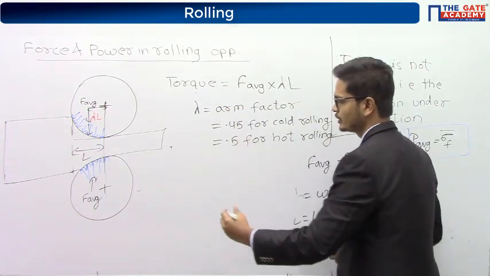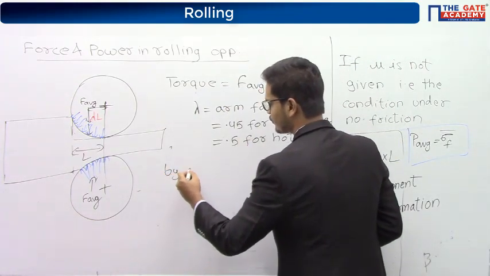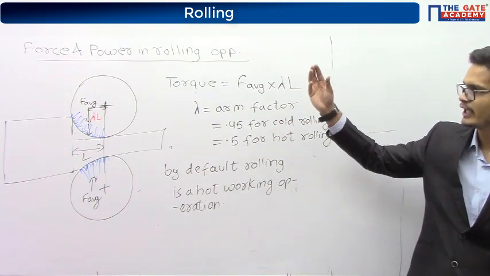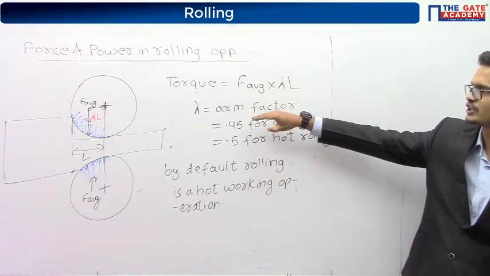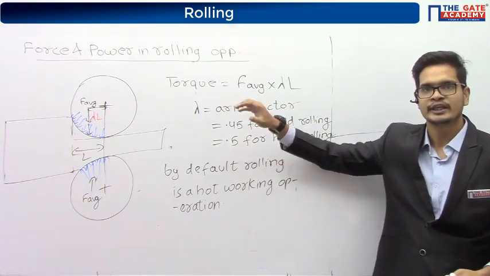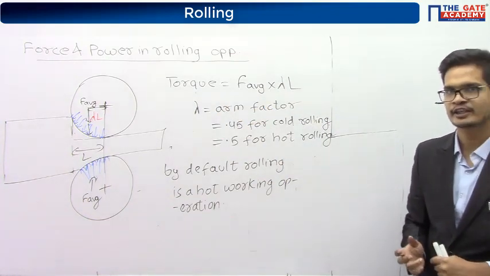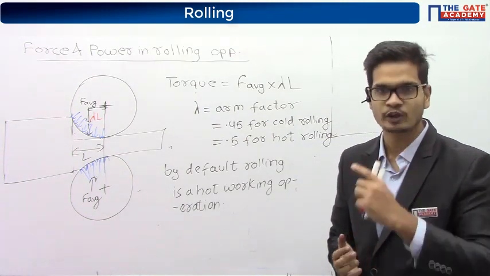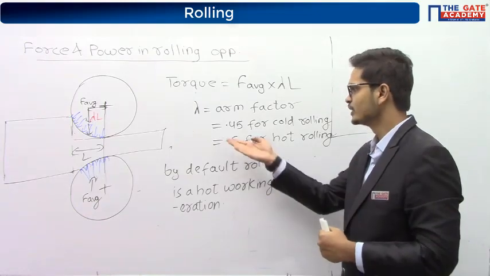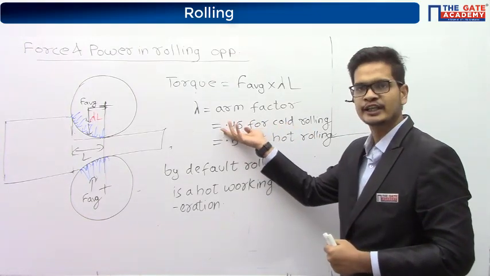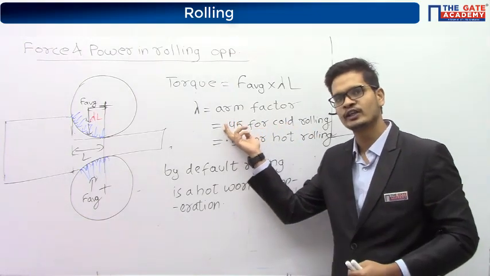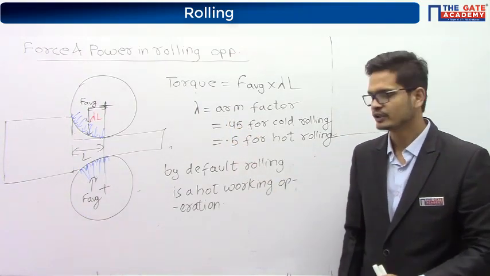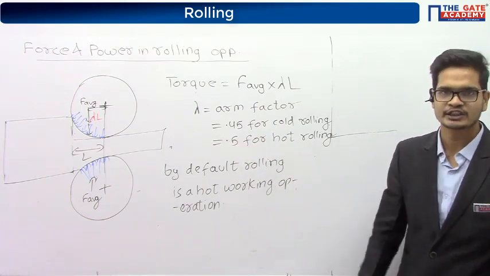So this is the torque. Let's write this also by default. It means in the question, if they have not mentioned the value of arm factor, then you will have to look whether it is a cold rolling operation or a hot rolling operation. If it is cold rolling, you will take 0.45, and if it is hot rolling, you will take 0.5. And if nothing is mentioned, you will simply take it as 0.5.